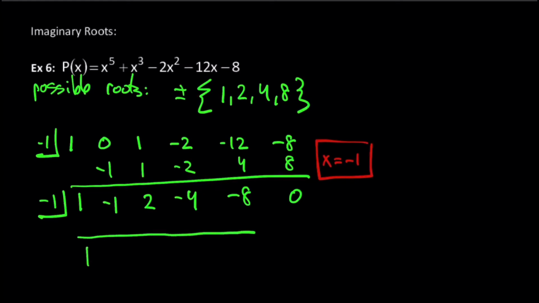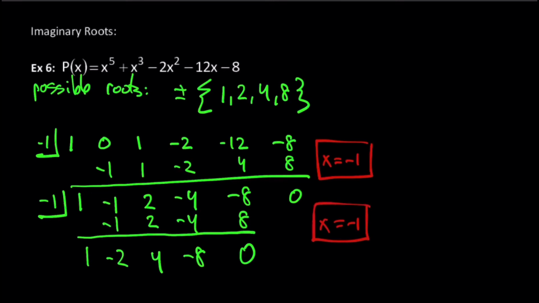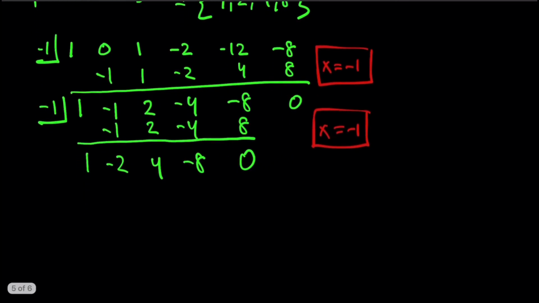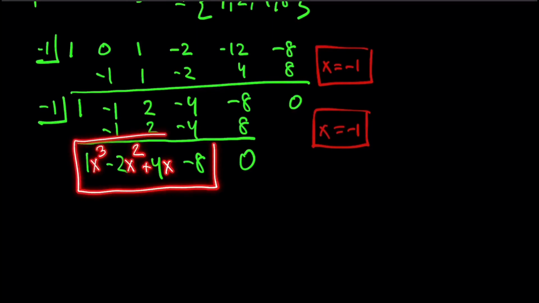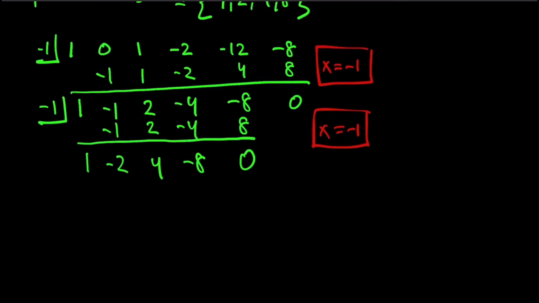Bring down, multiply, add, multiply, add, multiply, add, multiply, add. Awesome. So negative 1 is a root a second time. I'm just going to write it down so I don't forget. Now, what do we have? Well, remember, this was a 4th degree, so now I'm down to a cubic. X cubed minus 2x squared plus 4x minus 8. So now that's a cubic. We can try negative 1 again. I'm guessing it's not going to work because I know what the answer is.